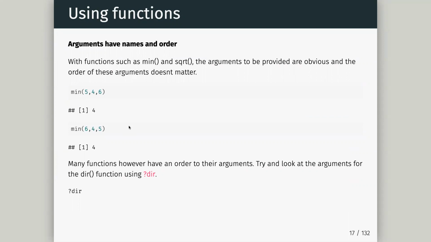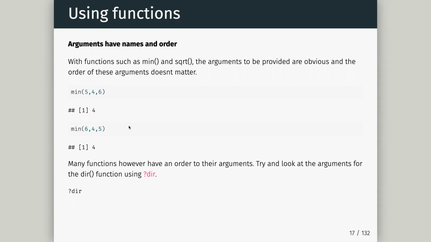So for things like the functions we just looked at, min and square root, the arguments to be provided are obvious. Square root, we know we're just going to give it a number. It's going to give us a square root. It's pretty straightforward. For things like min, the actual order of the arguments didn't matter. So if I do minimum 5, 4, 6, that's 4. I'm going to do the minimum in a slightly different order, 6, 4, 5. It still gives me 4. Okay, so those are very easy functions for us to use.